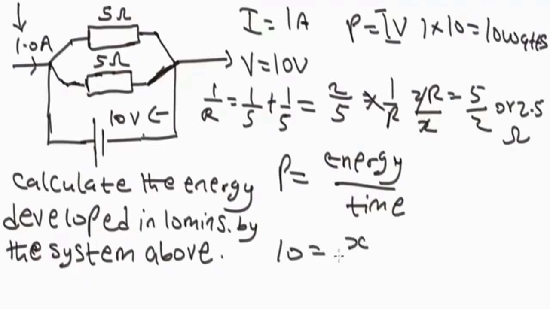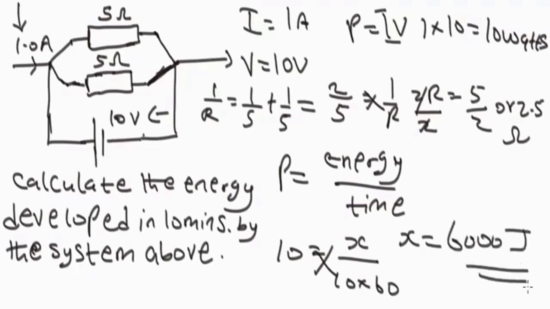Let's use X to represent it, over the time. In this question the time is 10 minutes. You convert it to seconds, that's 10 times 60. When you cross multiply everything, the energy, which is X, will be 10 times 10, which is 100, and 100 times 60 gives us 6,000 joules. That will be the answer. As simple as that. Let's wipe this now and solve another problem.